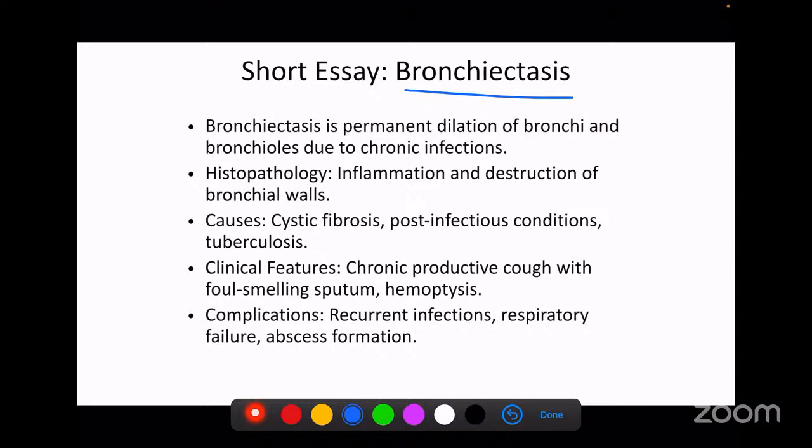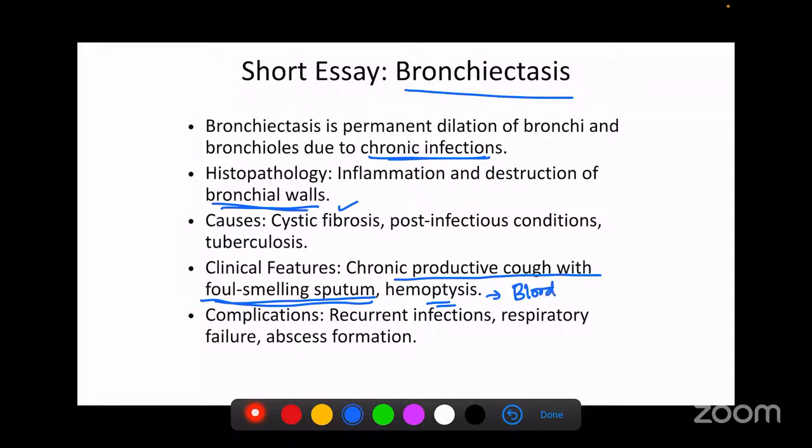Bronchiectasis is a permanent dilatation of bronchi and bronchioles. It happens due to chronic infections. In the histopathology of bronchiectasis, we can see inflammation and destruction of the bronchial walls. The most important cause is cystic fibrosis. Also, post-infectious conditions and tuberculosis may cause bronchiectasis. Now, what are the clinical features? Because we know this is an infectious condition, there is chronic productive cough with foul-smelling sputum. And then there could be hemoptysis also. What is hemoptysis? Hemoptysis is nothing but blood-tinged sputum.